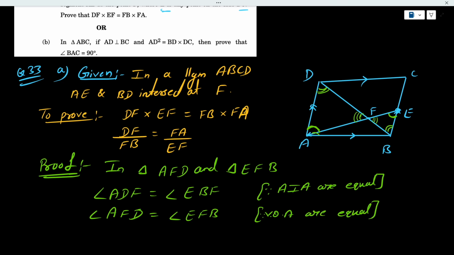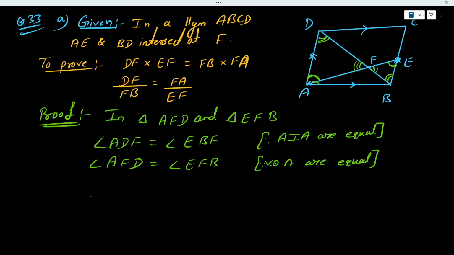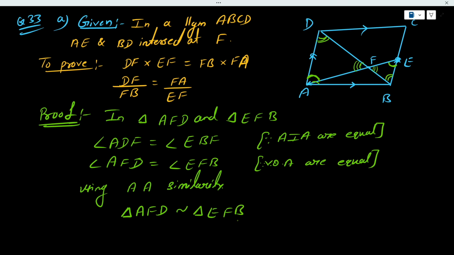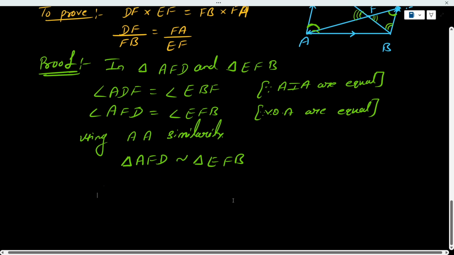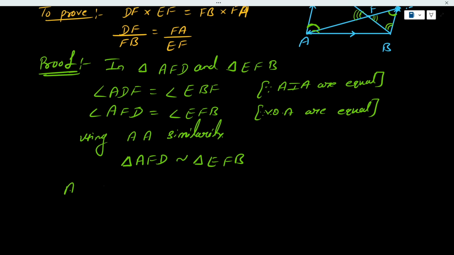The moment you have a similarity, you can say that using AA similarity. Now here the correspondence is very important. You need to just keep that in mind, then you will never go wrong in triangles questions. Triangle AFD, so A corresponds to E, triangle EFB, right? The moment two triangles are similar, I know that the corresponding sides are in equal ratio, so I can write down here AF by EF, which is equal to FD by FB, which is equal to AD by EB.